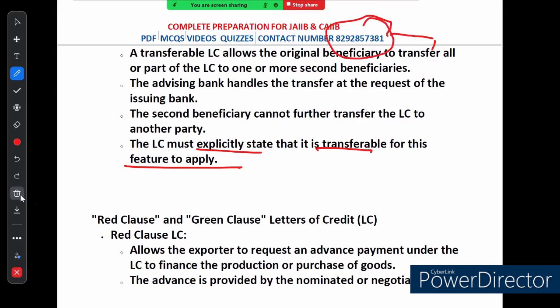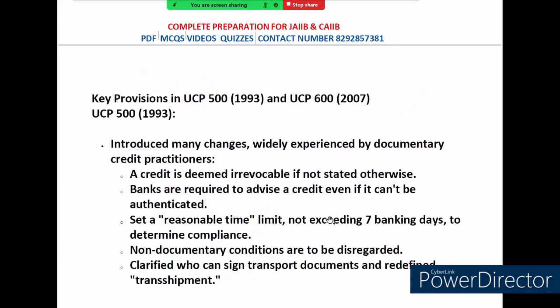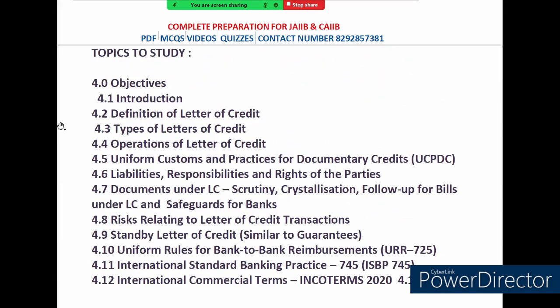So in this lecture, what we have covered, just take a gist. We have covered the introduction, definition of letter of credit, and types of letter of credit. These three topics we have covered, and in the next lecture we will start with the operation of LC.